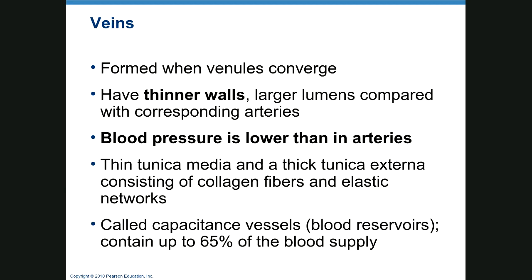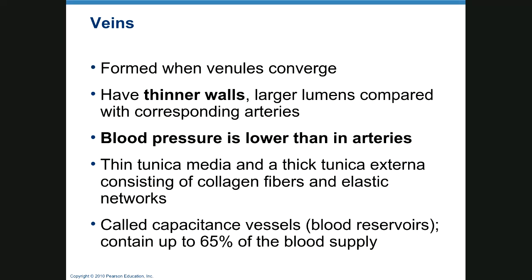Now veins. Venules come together and form your veins. These are much thinner than the artery, with lower blood pressure than an artery, and they have a thin tunica media and thick externa, which has collagen and elastic fibers. These are called capacitance vessels. 65% of the blood supply is on the venous side.